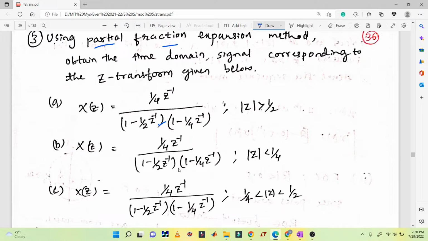So directly as given x of z, you need to find out x of n for z greater than 1 by 2, z less than 1 by 4, and z between 1 by 4 and 1 by 2.